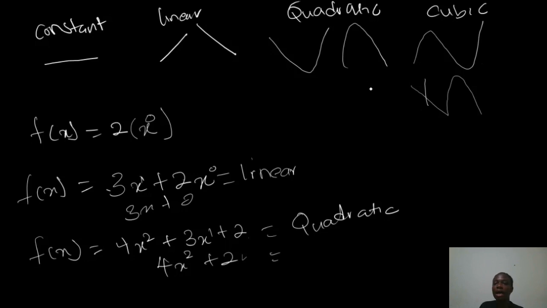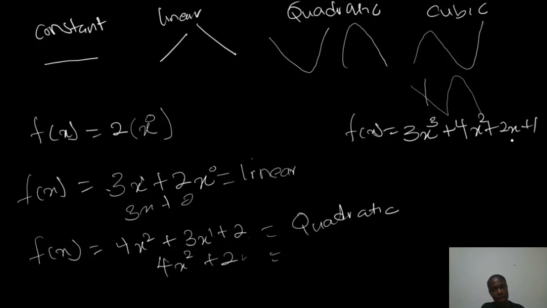Now if we have another function, say f of x is equal to 3x cubed plus 4x squared plus 2x plus 1. This one has x exponent 0, this one has x exponent 1, this one has x exponent 2, this one has x exponent 3. Now 0 and 3, which one is big? It's 3, right? 2 and 3, which one is big? It's 3. So since the highest degree here is 3, we say that this function is a cubic function.